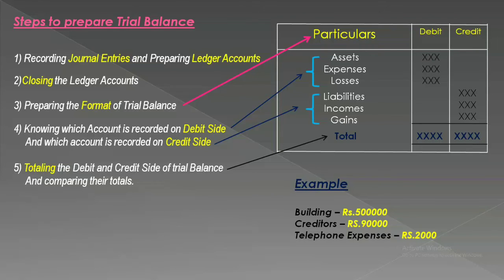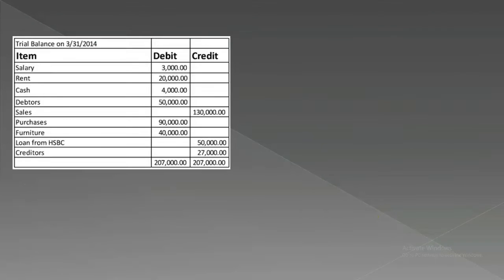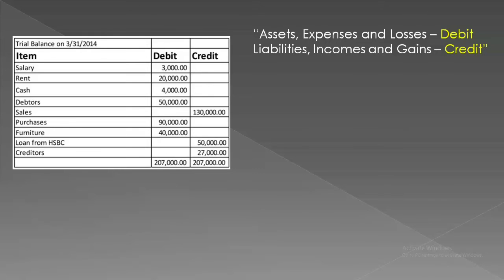Okay, so here is a sample example of a trial balance which will help you in understanding it. Here various ledger accounts are written in the particular column or item column as shown in the trial balance. Before understanding why various accounts are recorded on either the debit or credit side, let's revise what we studied before, that all assets, expenses and losses are recorded on the debit side and all income, liabilities and gains are recorded on the credit side.